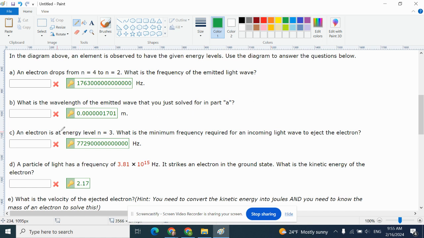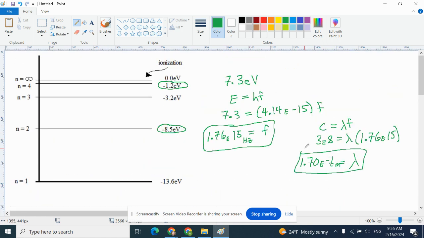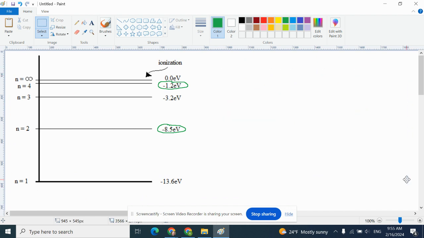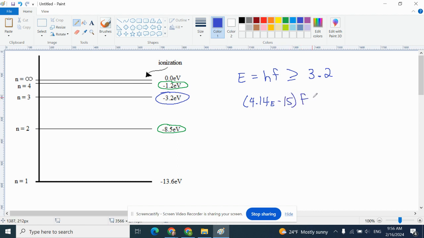Part C, electrons at n equals 3. What's the minimum frequency in order to eject it? So I'm going to clear this out of the way. For part C, you are now here. So the energy, which equals hf, has to be greater than or equal to 3.2. So I once again use the 4.14 e negative 15 because, again, everything is given to me in eV, electron volts.